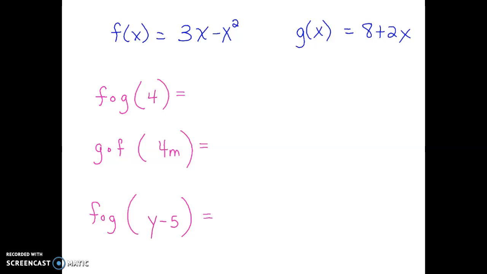Okay, I have 3 examples for you to try out, so just press pause when you're ready to see the answer. You can hit play again.